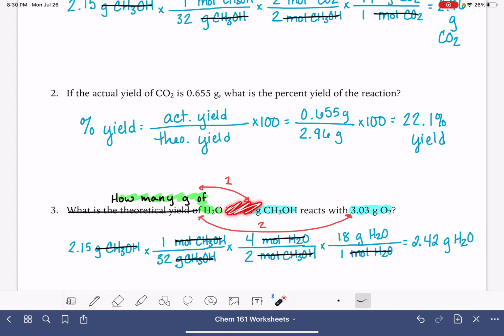So our next job is to do the second part of the problem. Ignore the information that we have about CH3OH. And now the problem is saying we're starting with 3.03 grams of O2.